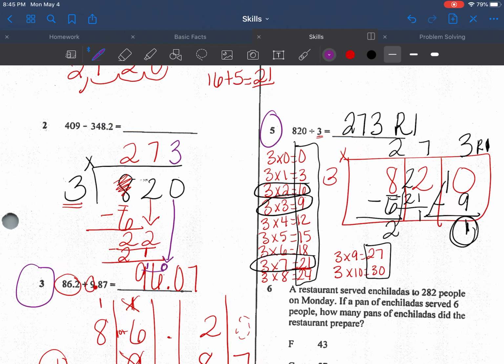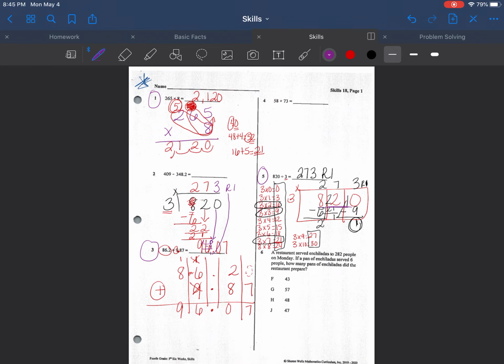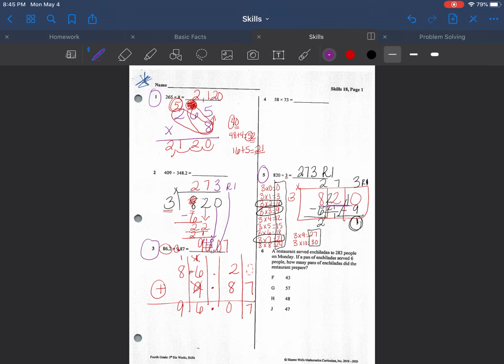And we bring down the 0. So now we have 10. 3 times what gives me 10? That would be 3 times 3. That equals 9. 10 minus 9 equals 1. So this becomes my remainder, 1. So try to do the long division so you can practice. And then you can also prove it by using your box method.